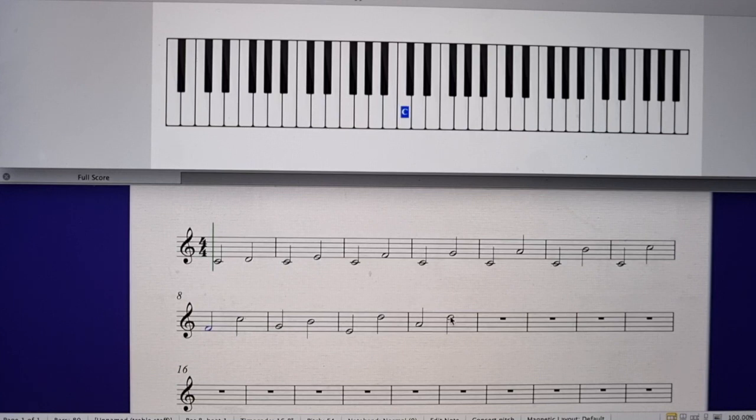Let's have a look at this one. We've got A to D. So we've got A, B, C, D. So this is a fourth. 1, 2, 3, 4. Now we're just going to check and see if it is a perfect fourth. So starting on A, 1, 2, 3, 4, 5 semitones. I'm going to check for our C. 1, 2, 3, 4, 5. So that is a perfect fourth.